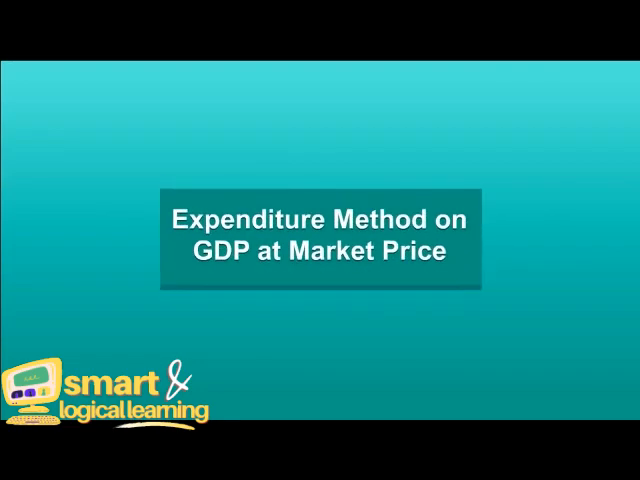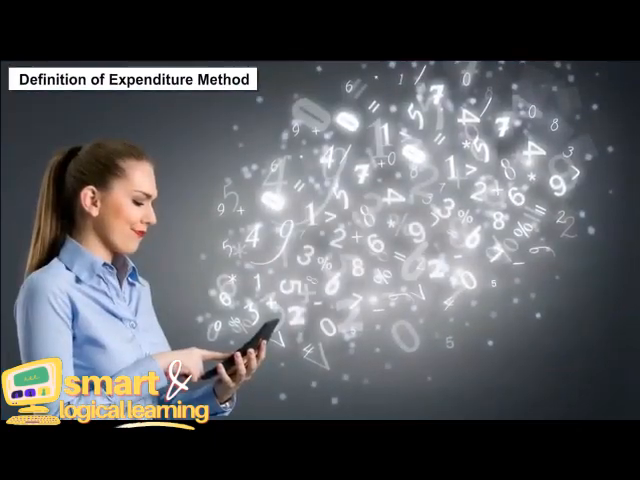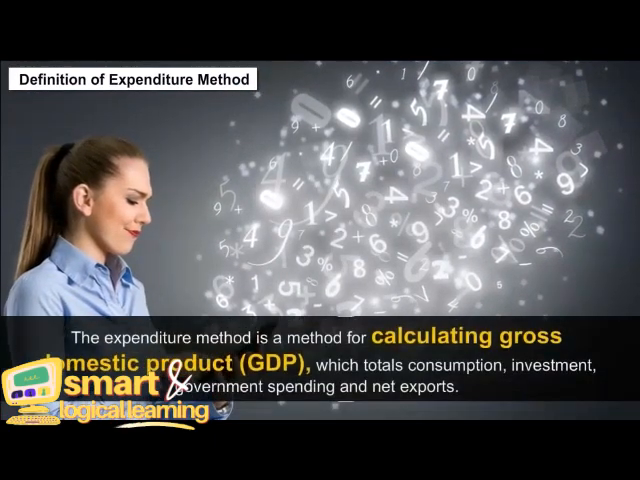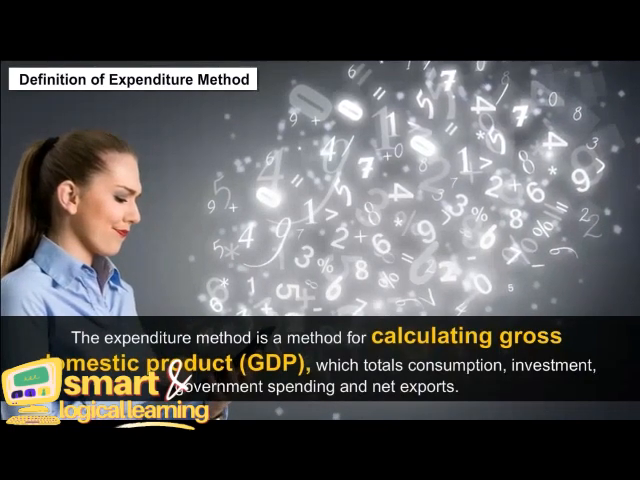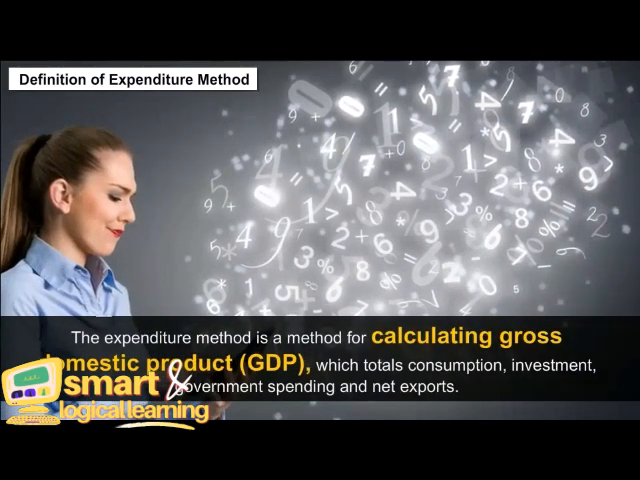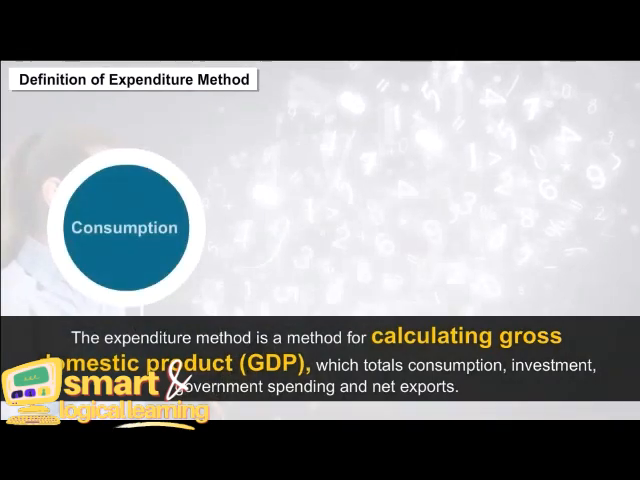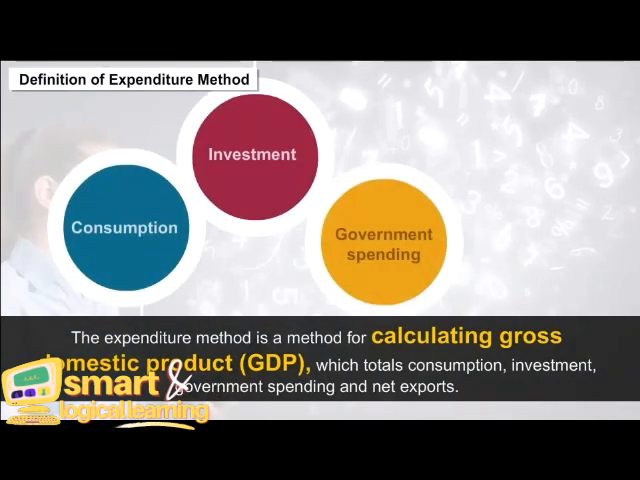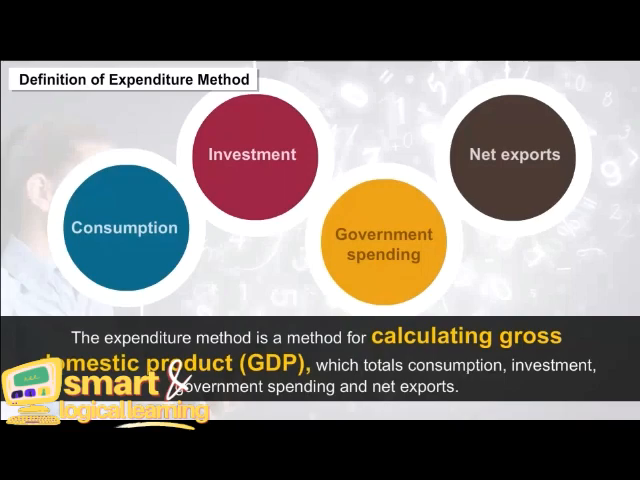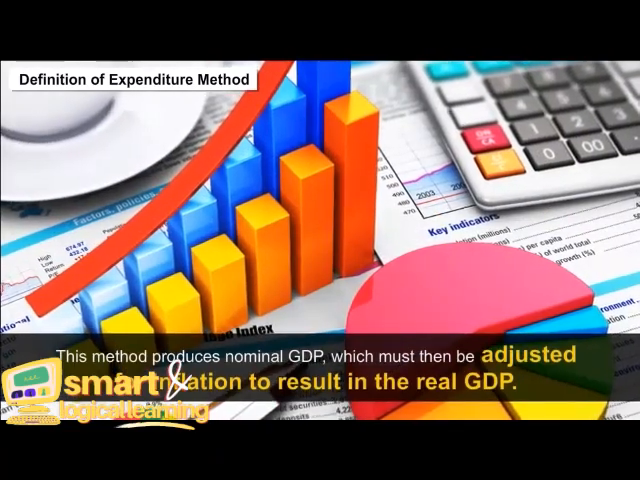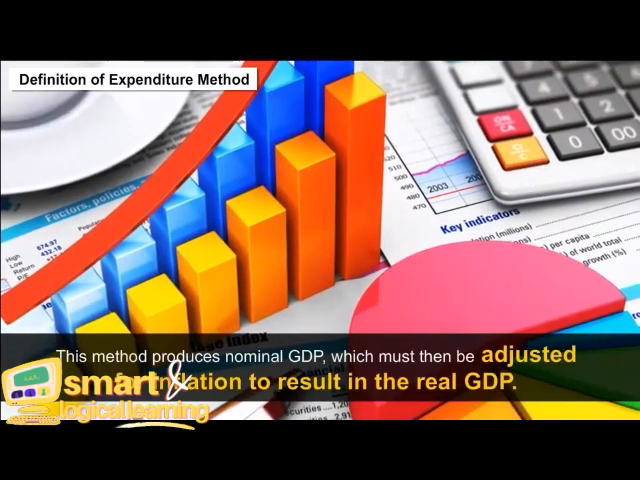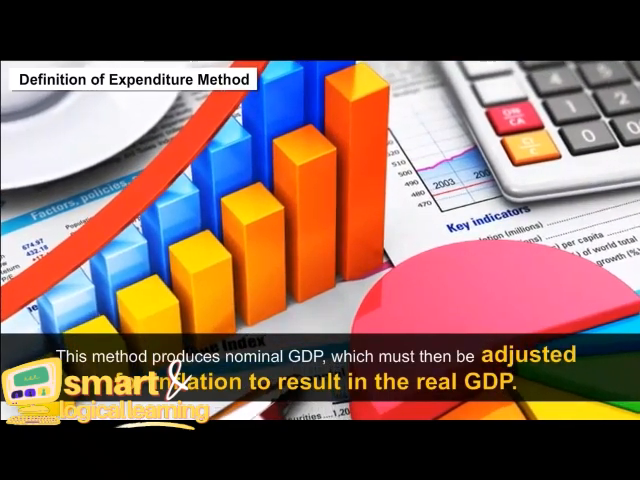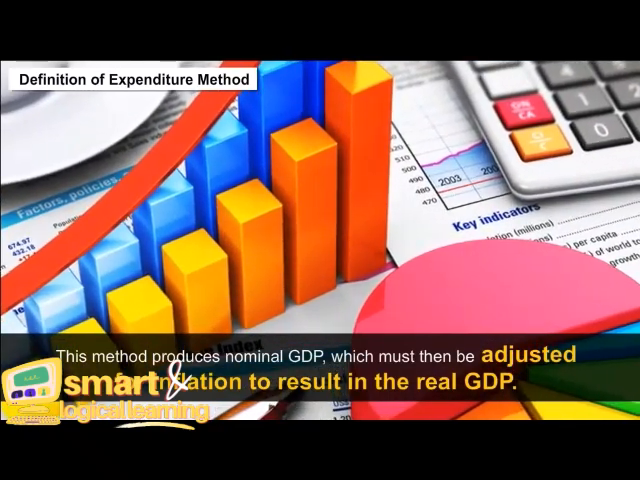Expenditure method on GDP at market price. Definition of expenditure method. The expenditure method is a method for calculating gross domestic product, GDP, which totals consumption, investment, government spending, and net exports. This method produces nominal GDP, which must then be adjusted for inflation to result in the real GDP.